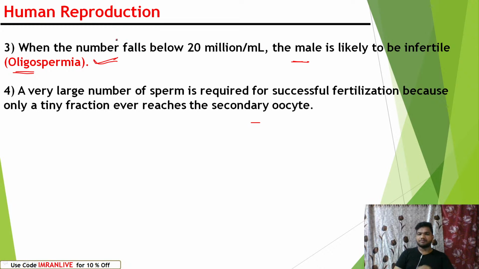A very large number of sperm is required for successful fertilization. For successful fertilization, we require a heavy amount of sperm. Of that, 60 to 70% of sperm will die. They never reach the oocytes. Before reaching the oocytes, they will die in the vaginal tract, right?